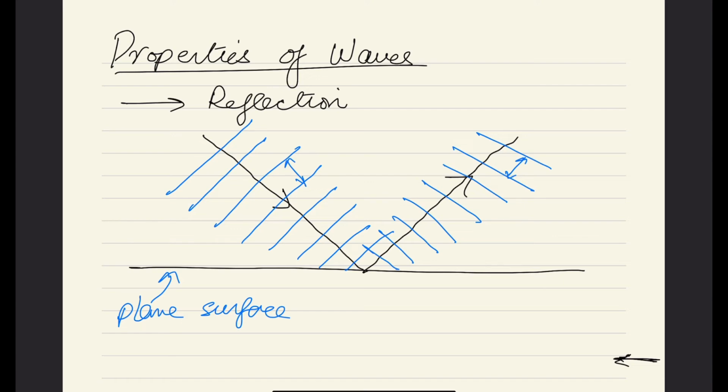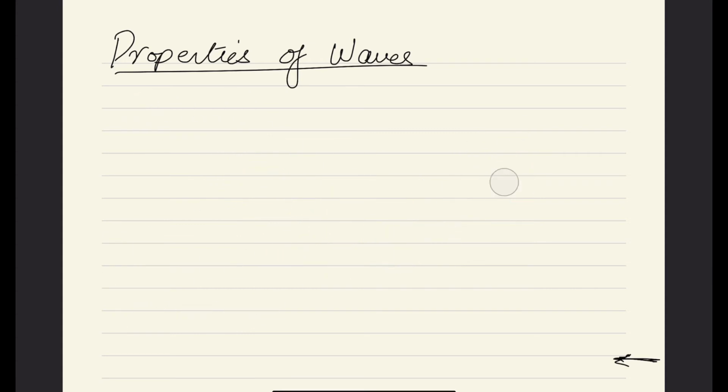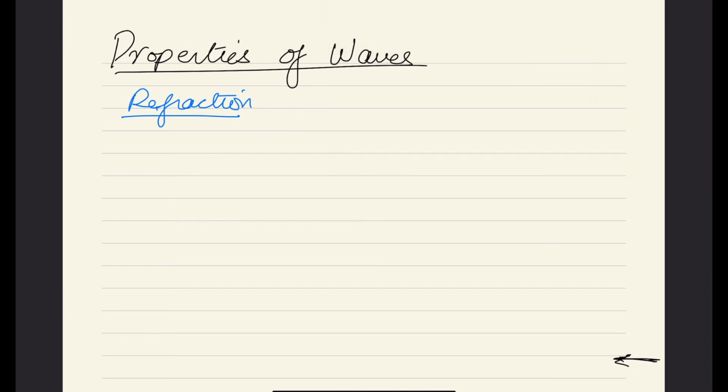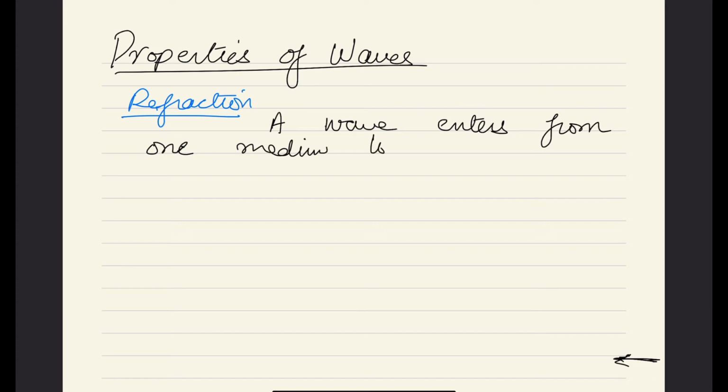Now the next phenomenon that we have to discuss is refraction. So in refraction, what happens is a wave enters from one medium to another. This is basically the refraction.